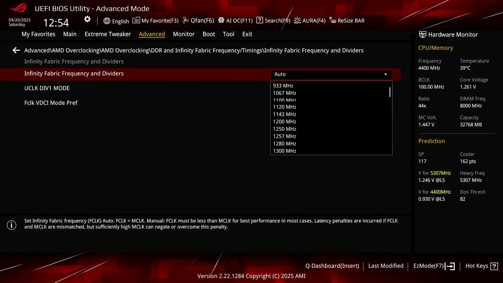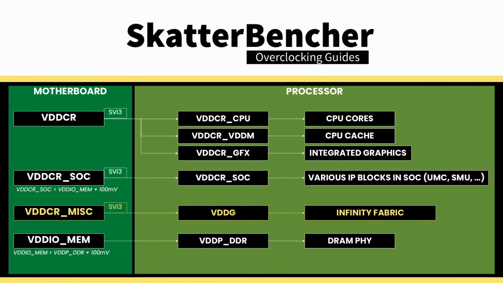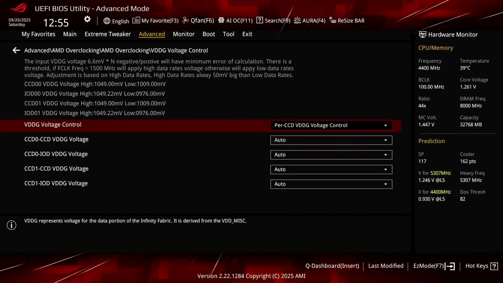I managed to set 2.2 GHz for this overclocking strategy, however anything higher couldn't boot reliably, not even with voltage adjustments. Speaking of the voltage, the Infinity Fabric voltage is provided by the VDDG voltage supply, derived via an integrated voltage regulator from the VDDCR miscellaneous voltage rail. There's a total of 4 VDDG voltage rails available for manual adjustment.